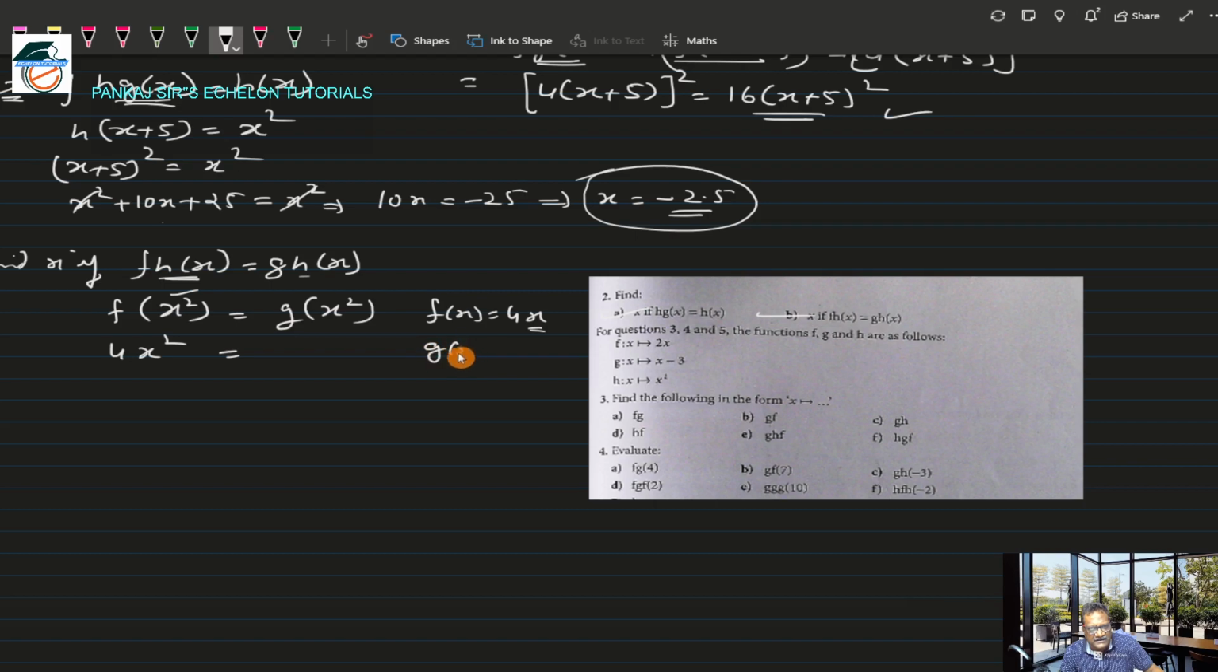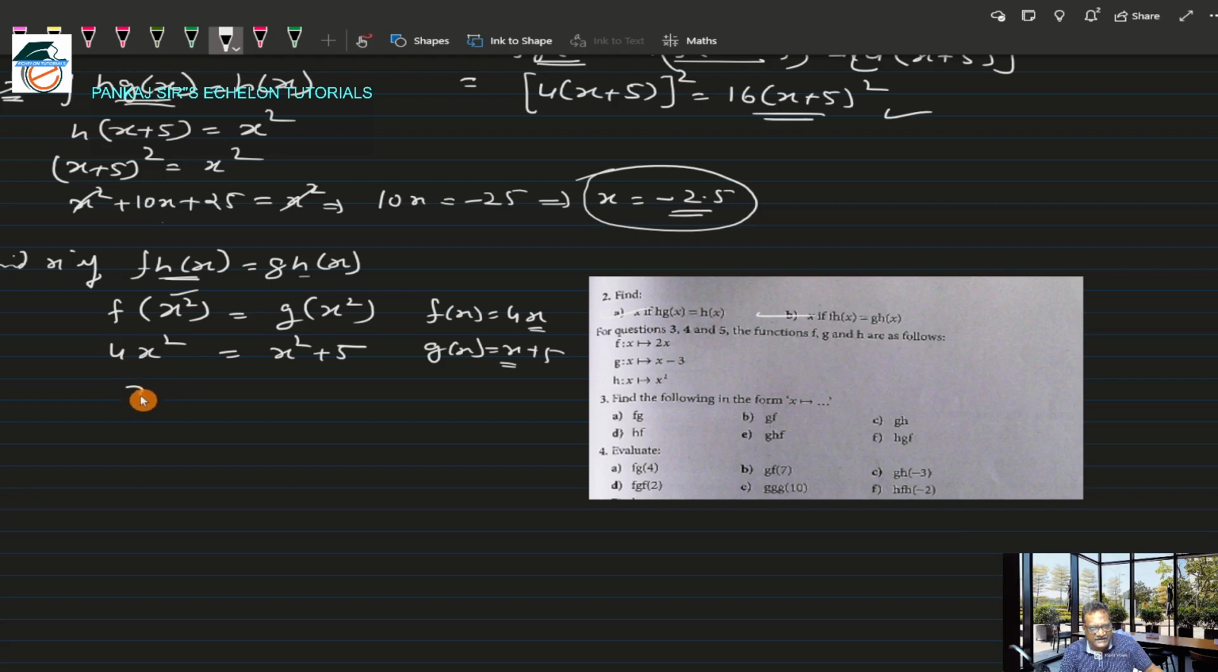Now g of x is what? G of x is given as x plus 5. Okay. So g of x square will be what? In place of x in g of x, I'm going to plug in x square. So it will be x square plus 5. Right? So now it works out to 4x square equal to x square plus 5.